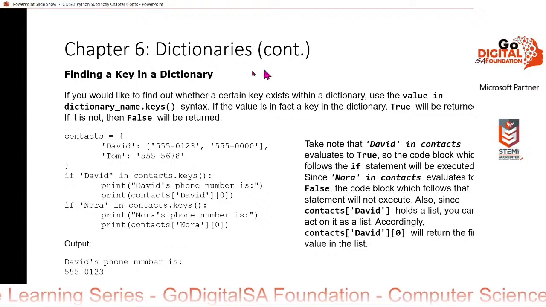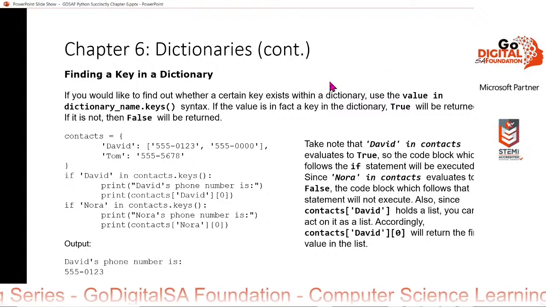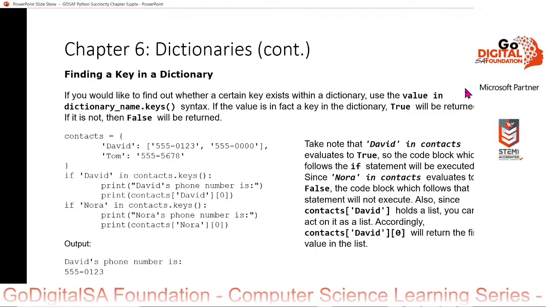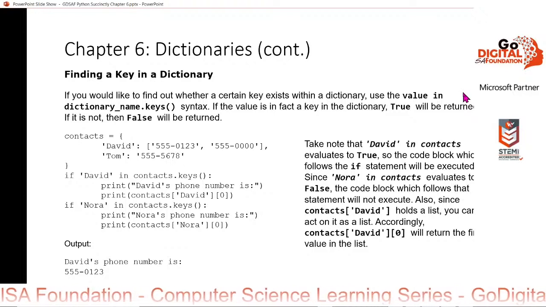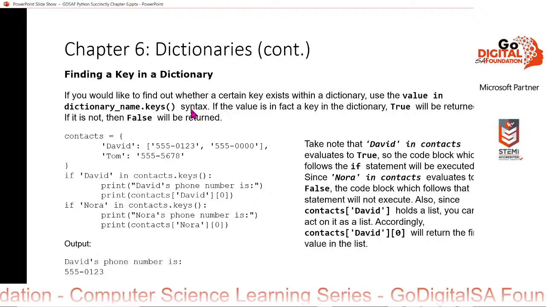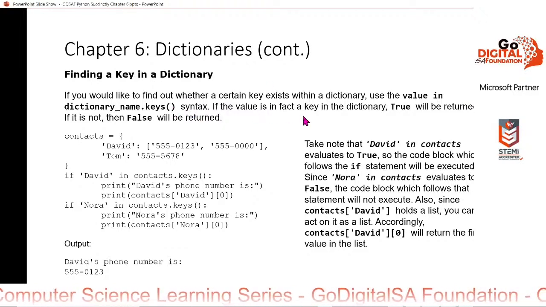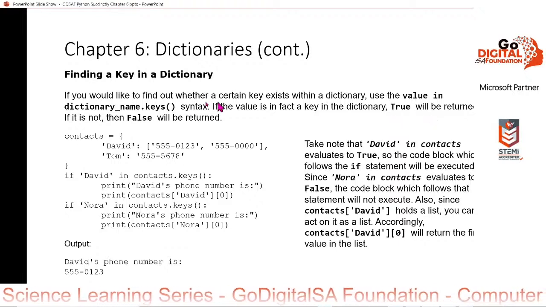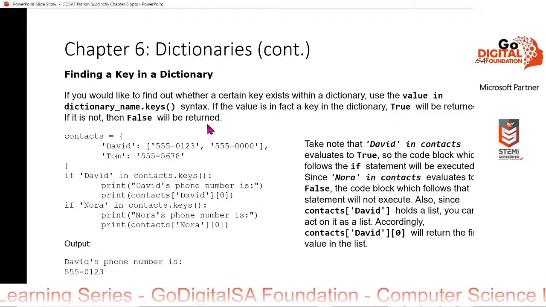Finding a key in a dictionary. If you would like to find out whether a certain key exists within a dictionary, use the value in dictionary name.keys syntax. If the value is in fact a key in the dictionary, true will be returned. If not, then false will be returned.